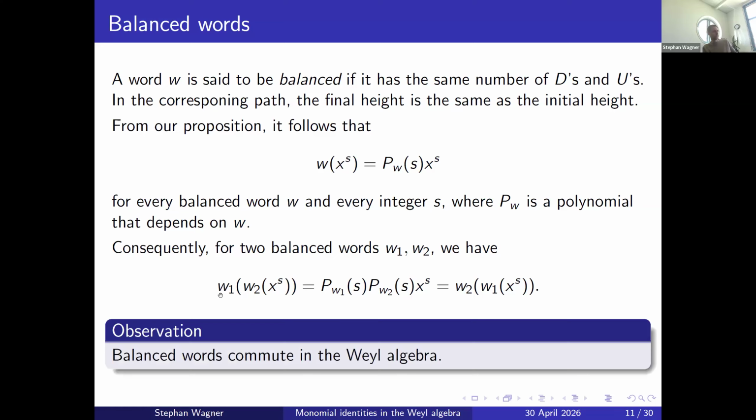But we make the important observation that balanced words commute in our algebra. And a typical example of balanced words are the words UD and DU. Obviously, they have a D and a U each. So we found now that they commute. I can exchange DU and UD, which is one explanation of why DU UD is the same as UD DU. We'll find other explanations for that as well.